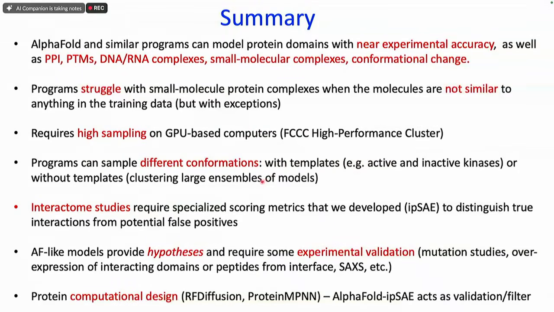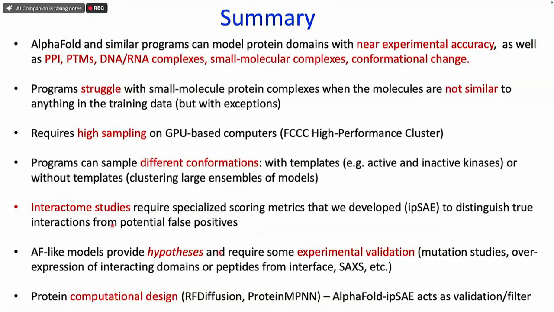The programs can sample different conformations, either within a protein or even between proteins, and again, run it 50 to 100 times. You can do interactome studies where you take your one protein and maybe there are 100 proteins that may or may not interact with it, but maybe you think that they might. You can score them, and our score is very good at determining the true ones from the false ones, or at least the ones that AlphaFold can detect, where you get a good high confidence model between the list of proteins and your target protein.